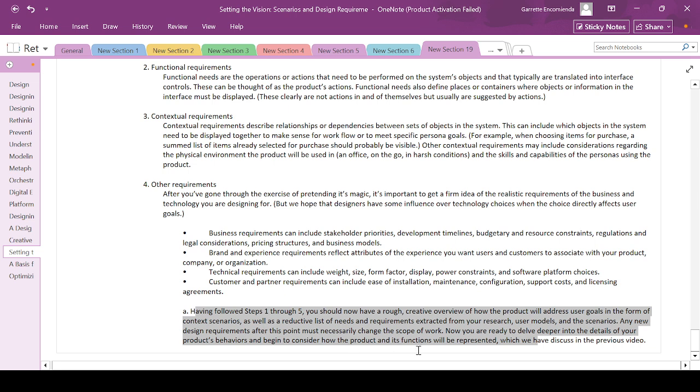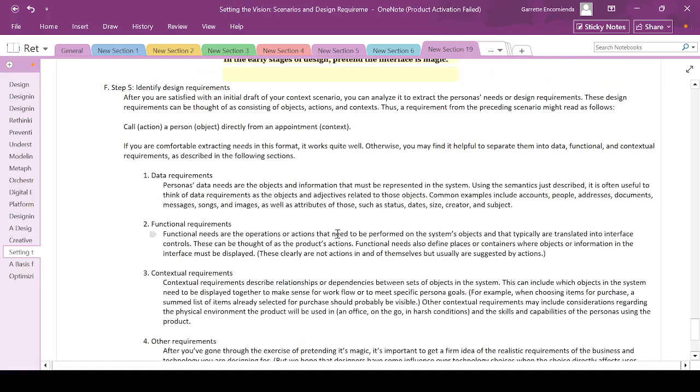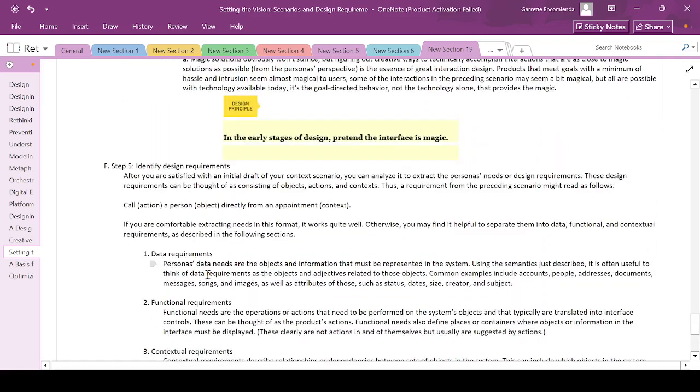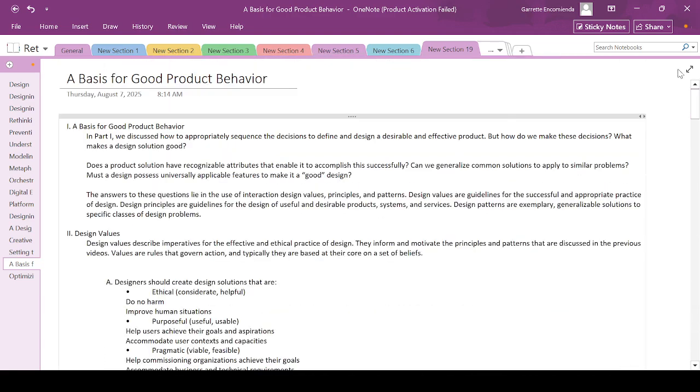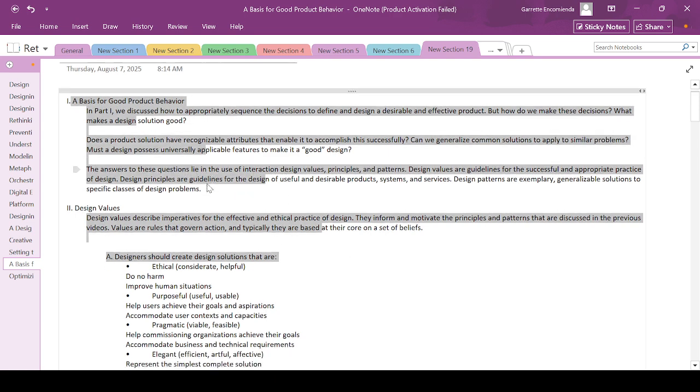Begin to consider how the product and its function will be represented based on the user mental model, which we have discussed in the previous video. Again, we separate problems from solutions. We divide that into data, functional, contextual, and other requirements. And then next, we will discuss the basis for a good product behavior.